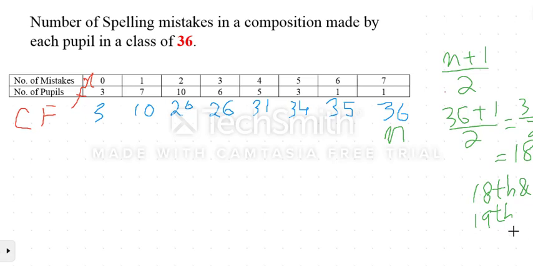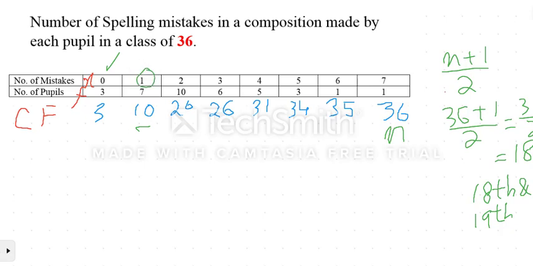So the values which will be in the middle will be on the 18th position and the 19th position. Now we have to see which value is on the 18th and 19th position. Look here. The number which is on the first three positions, 1, 2, 3, will be 0. And the number which is on the 4th, 5th, 6th, 7th, 8th, 9th, up to the 10th position will be 1.